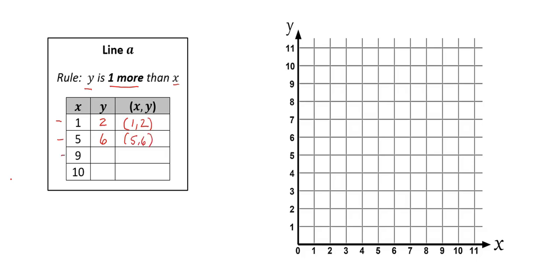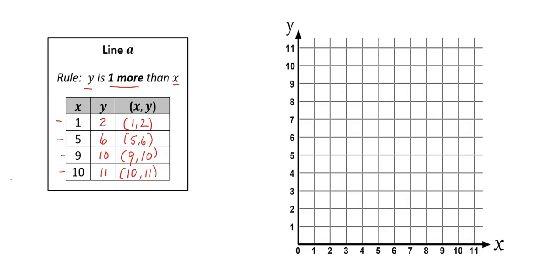My next point has an x of 9. 1 more than 9 is 10. So the pair would be 9, 10. And my last point has an x of 10, so the y would be 11, and that pair would be 10, 11. Now I'm going to plot these points on my graph.